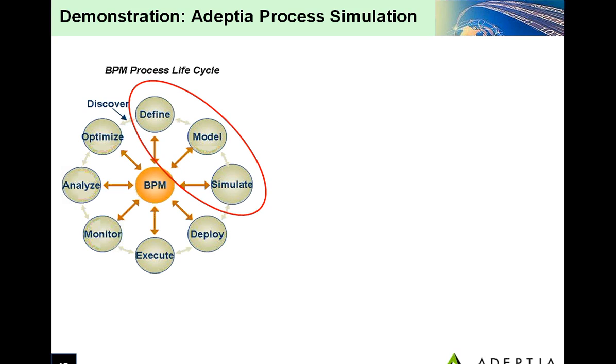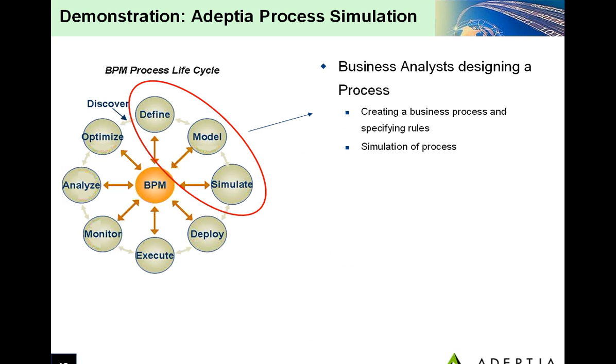Finally, when the process is automated and deployed, the business managers at that point are responsible for the last three steps of the life cycle, which is to monitor the process, analyze, and then optimize the process to make it even better and more productive. So the first three steps are what business analysts do, and in the demonstration today, I will be talking about how, specifically for simulation, the analysts would take an existing as-is process and use the Adeptia product for simulation.